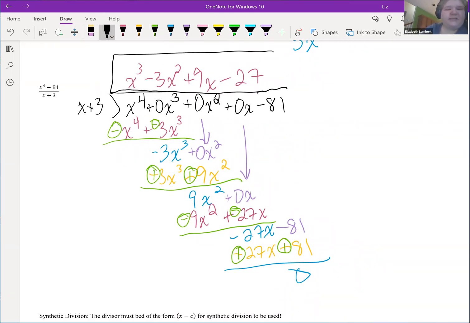So that crazy mess on top is what we get after we do the division, or we could write the x to the 4th minus 81 as the same as x plus 3 times the whole x cubed minus 3x squared plus 9x minus 27. All right, that is it for this video. Next up is going to be synthetic division.